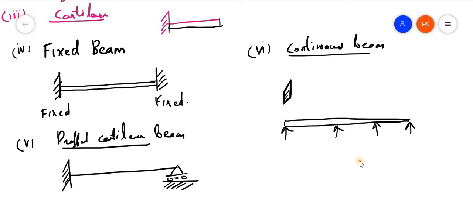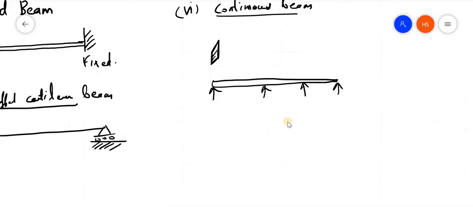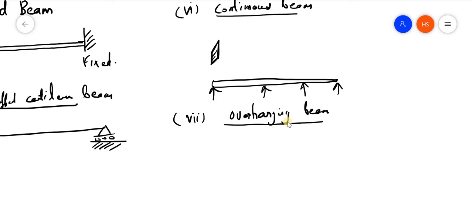Then another type is the overhanging beam. From the figures itself, you will understand; the notes will also be given. Overhanging beam means, for example, I am having a beam like this. It has a support at one end and an intermediate support. So here you can understand this is an overhanging beam.